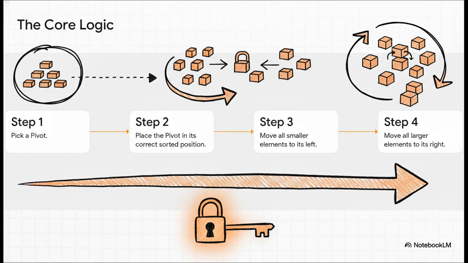And this is the core logic right here. It's a simple, repeatable process. You pick your pivot. Then, you do some shuffling to get that pivot into the exact spot it would be in if the array were fully sorted. Once you do that, you've guaranteed one thing. Everything to the left of that pivot is smaller, and everything to the right is larger. This one operation is the key.